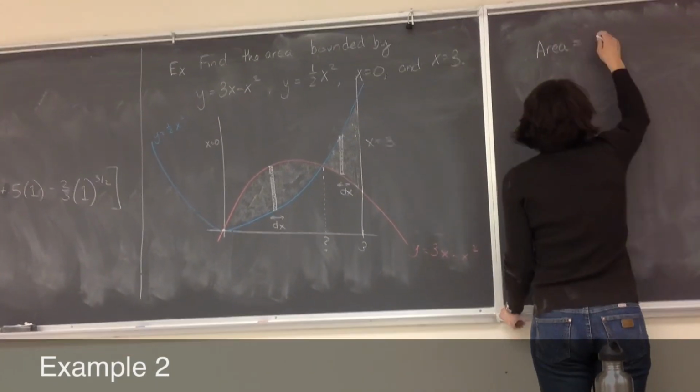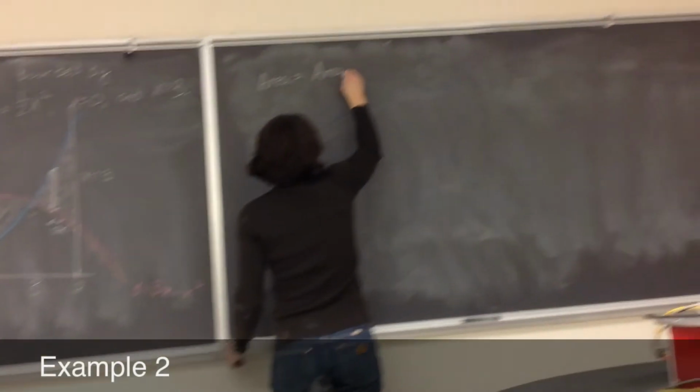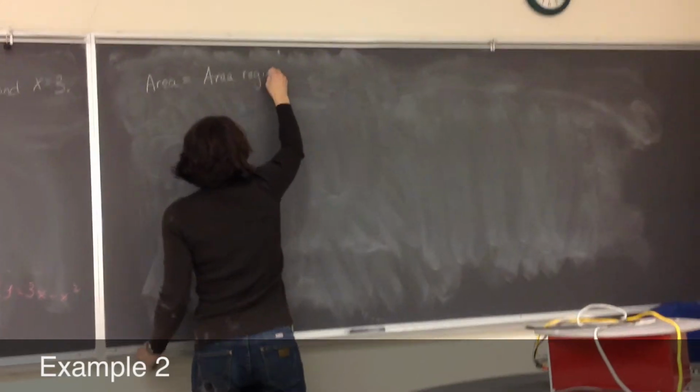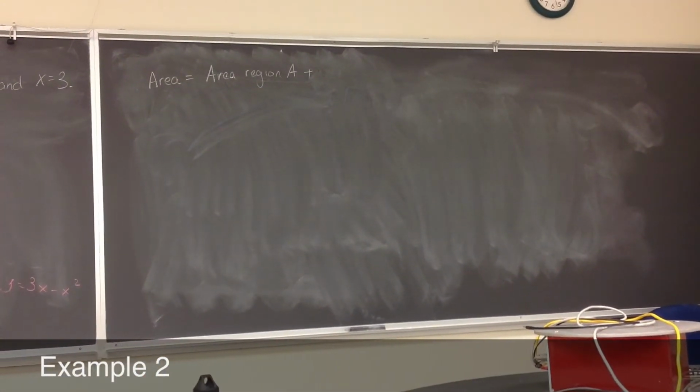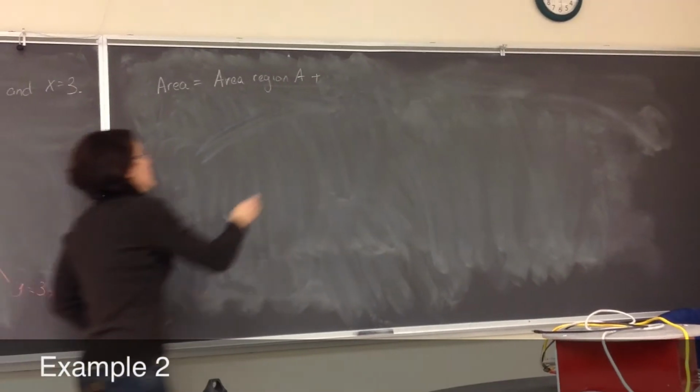Area is going to be equal to, the total area will be equal to the area of region A, which I'll call this region here, plus the area of region B.